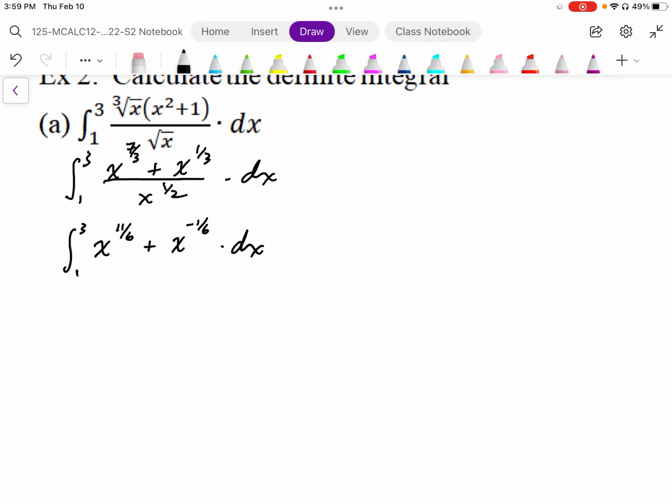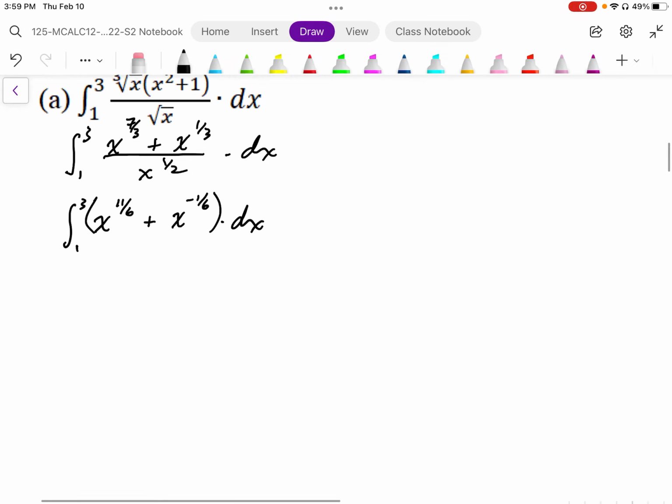So now I've expressed this all just as a power. Well, I can just use the power rule now. When I integrate this, I'm going to increase the power by 1, so this becomes x to the power 17/6, and then divide by 17/6, I get that expression. I'm going to increase the power by 1, so this becomes x to the power positive 5/6, and then I'm going to divide by 5/6, which gives me 6/5.